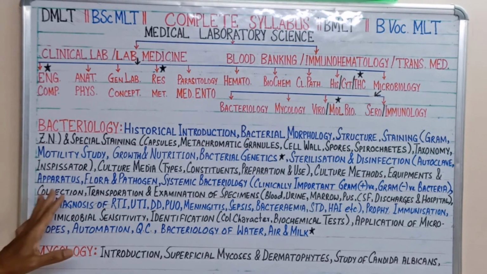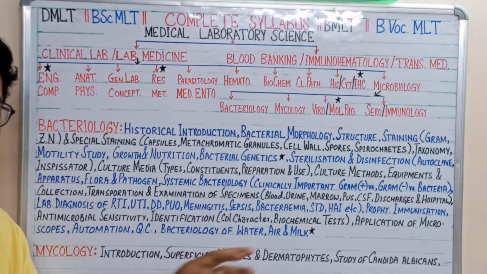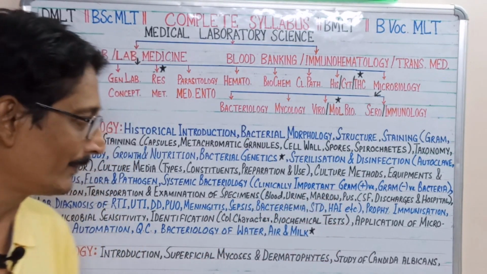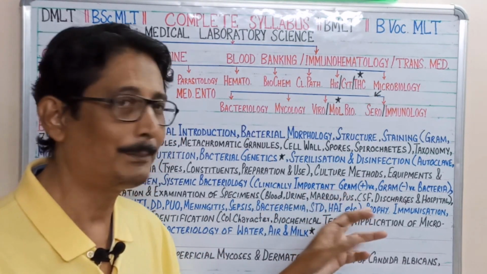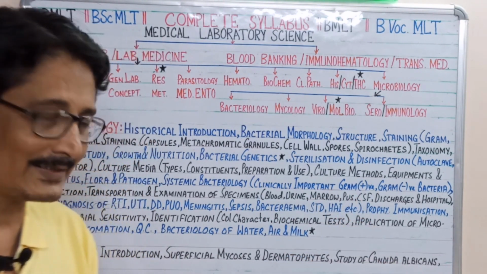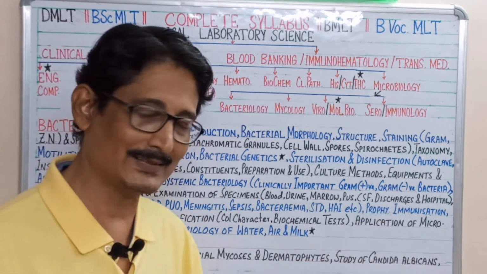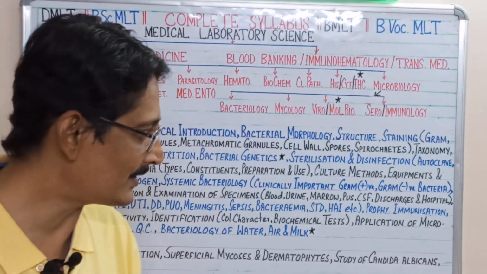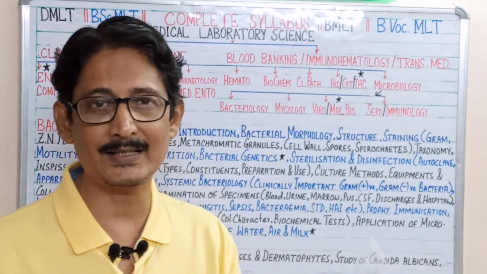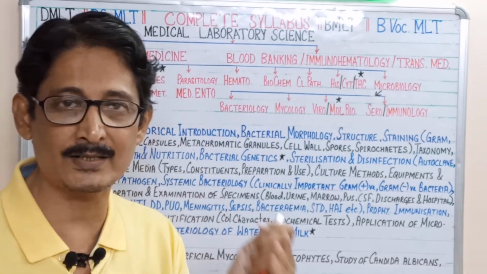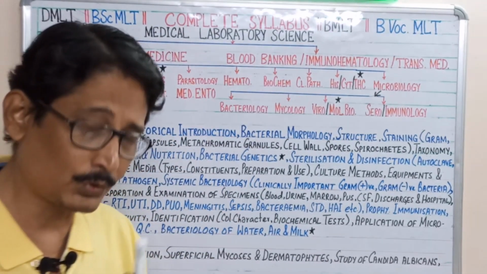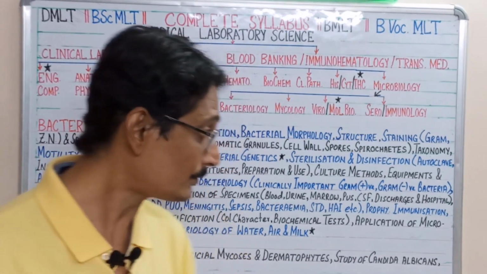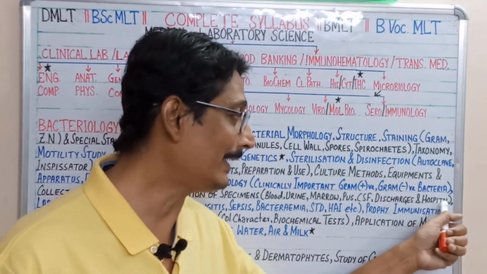Now the collection, transportation and examination of specimens like blood, urine, marrow. Marrow means the bone marrow, pus, CSF means the cerebrospinal fluid. Discharges: there are many discharges of our body like urogenital organ discharges, eye discharges, ear discharges, nose discharges or throat discharges. These discharges we have to examine, and also the hospital.